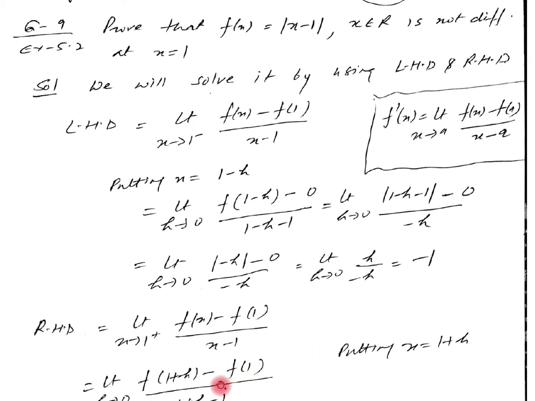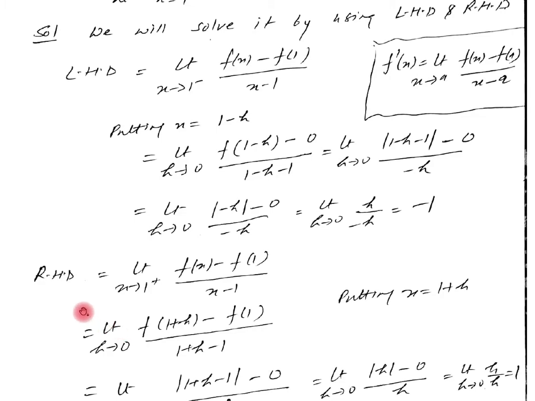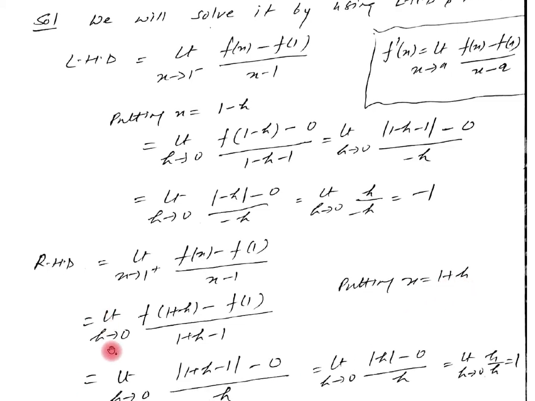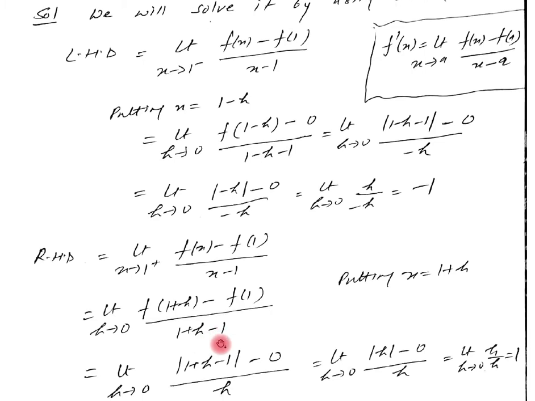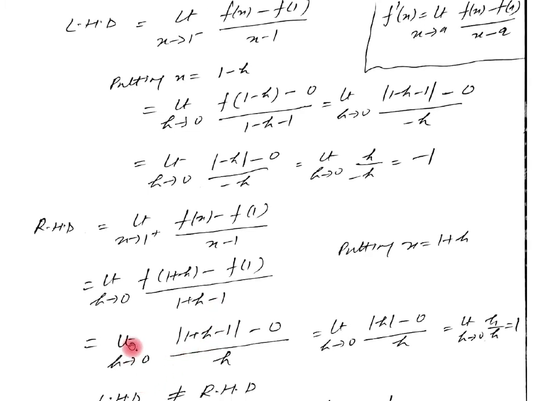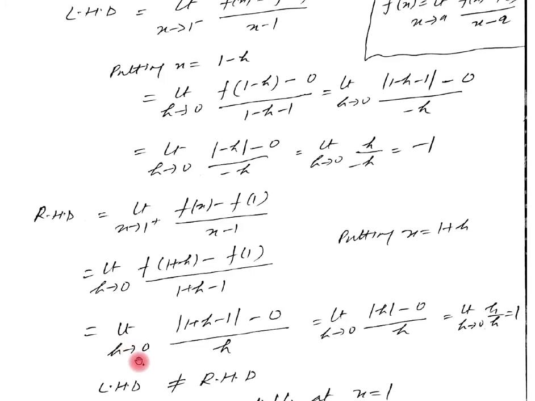Similarly, we will find the right hand derivative. Then taking limit x tends to 1 plus. Here the limit is x tends to 1 minus; here the limit is x tends to 1 plus, (f(x) minus f(1)) upon (x minus 1). Again for the right hand derivative, we put x equal to 1 plus h. Then this becomes limit h tends to 0, (f(1 plus h) minus f(1)) upon (1 plus h minus 1). Putting the values and simplifying here, we get limit h tends to 0.